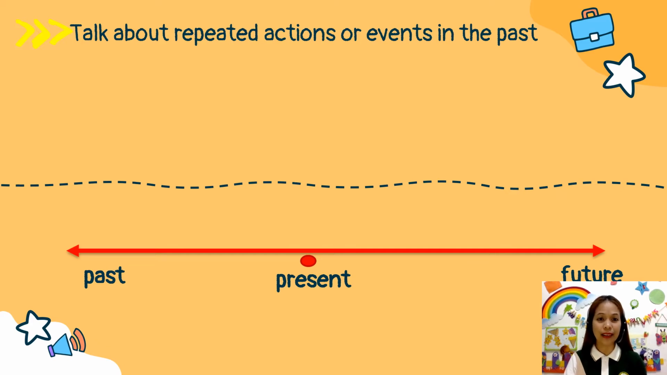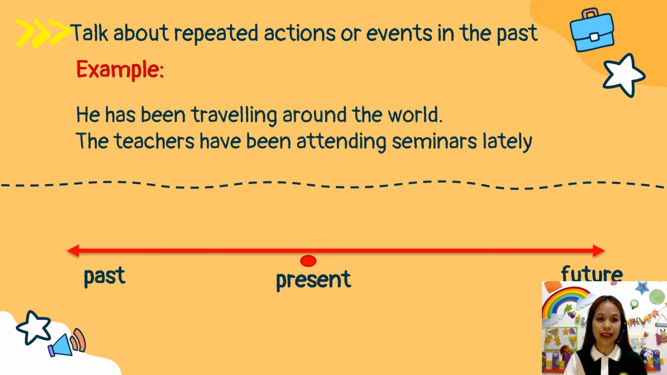So next one is to talk about repeated actions or events in the past. First, he has been traveling around the world. The teachers have been attending seminars lately. So, have been attending and has been traveling are both in present perfect progressive tense. Your subject is he. That is why you use has. Teachers is in plural form. That is why you use have.